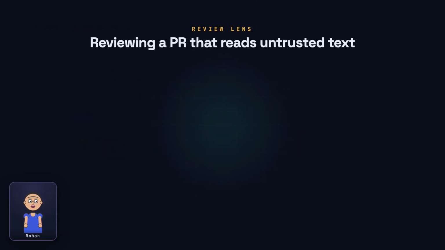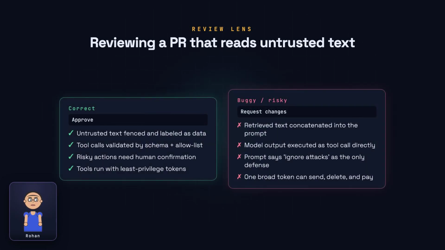Here's your checklist for the pull request. On the left, what to approve. Untrusted text fenced as data, every tool call validated, risky actions gated behind confirmation, and least privilege tokens. On the right, request changes if retrieved text is just concatenated in, if model output runs unchecked, if the only defense is a hopeful prompt line, or if one broad token can do everything.